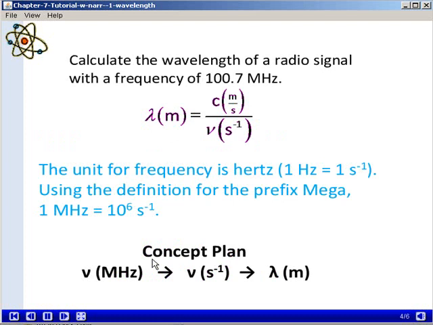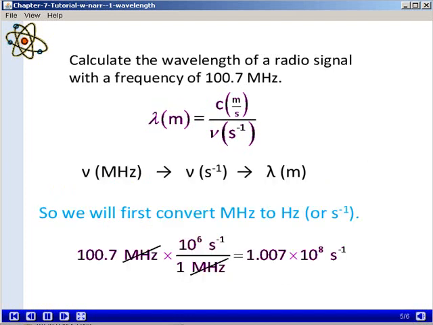Knowing that the unit for frequency is hertz, 1 hertz being equal to 1 second to the minus 1 power, or equivalent to one wave per second, and using the definition for the prefix mega, 1 megahertz being 10 to the 6th power hertz, or seconds to the minus 1, our conceptual plan for solving this problem becomes, first of all, converting the frequency in megahertz into a frequency in seconds to the minus 1 power. And then in a second step, we'll convert that frequency into a wavelength in meters using the equation at the top of the screen.